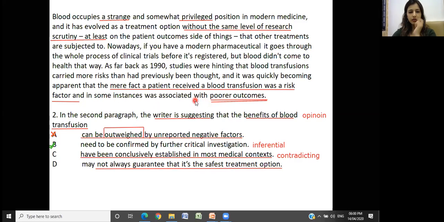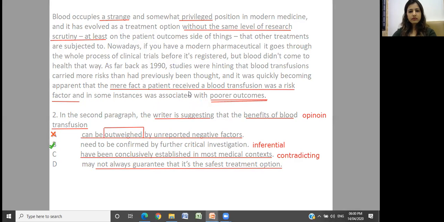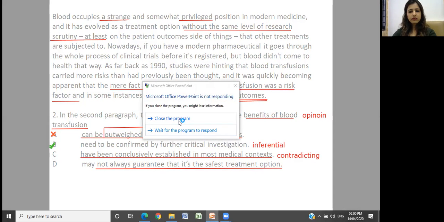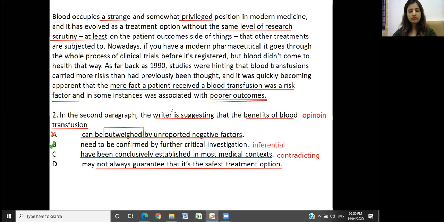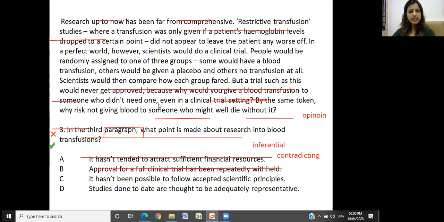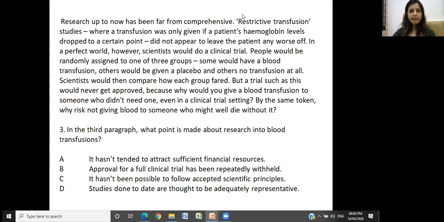Then the next question, question number 3. It is just taking me a while to change the question, so please bear with me. Yeah. So here again it says, what point is made about research into blood transfusion?